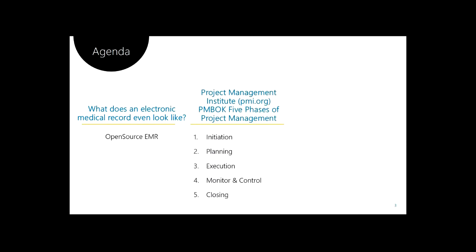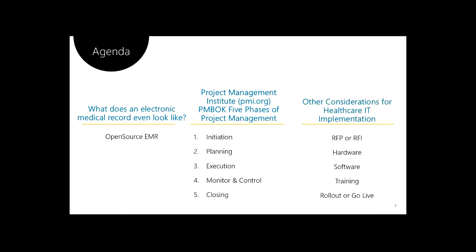PMI is the Project Management Institute, and they use the Project Management Book of Knowledge, which has the 5 phases of project management: the initiation phase, the planning phase, the execution phase, the monitoring and controlling phase, and the closing phase. We're going to talk about those, and then other considerations for healthcare IT implementation: RFP or RFI, the hardware, software, and training and rollout or go live.